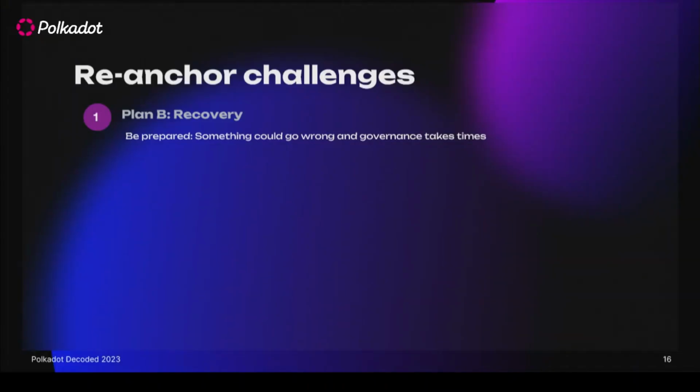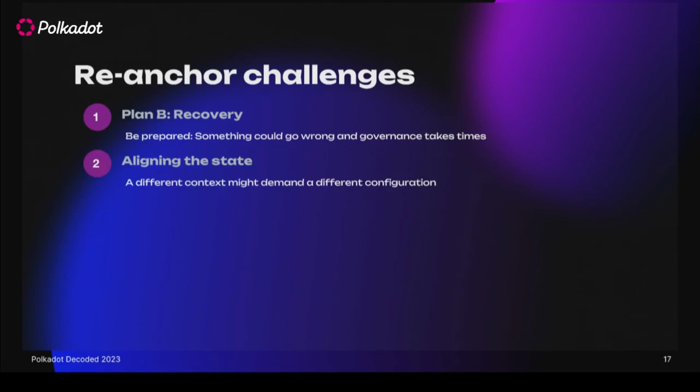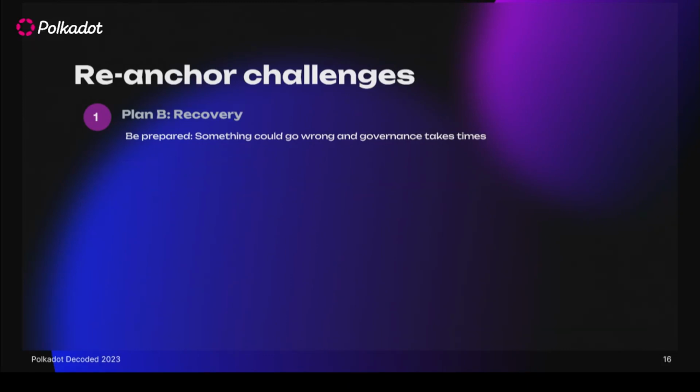There are some challenges with that approach, and one challenge is you have to have a plan B. If you mess up, your chain halts, and then it won't produce any blocks, and nobody wants that. You could use governance to recover that, but it will take some time, and we have to shed light on how we could prepare for this situation. Then aligning the state might be a problem, because what do you actually have to change in the storage?